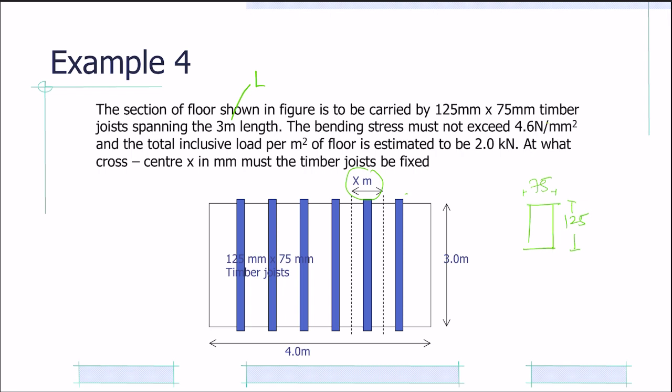The bending stress, so this is F. Total inclusive load per meter square of floor means that for 1 meter of floor, it doesn't matter where on the floor, it can carry 2 kilonewton per meter square. For 1 meter square it can carry 2 kilonewton. But we don't know the size of the floor, because we want to know how much load this one joist can support, so that we can get the value of X.